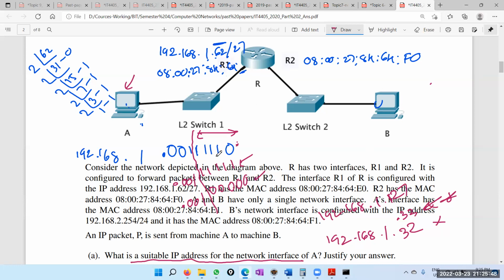Right? No, this is not 126. Sorry, this is 30. Sorry, I made a mistake. So this is 62. Sorry. So what is this number? 1, 2, 4, 8, 16, 32. So 32 is the subnet ID. 32 we can't use. We can use 33. That is fine.